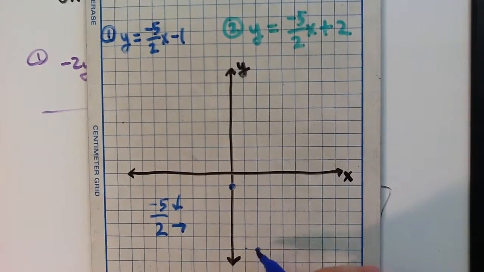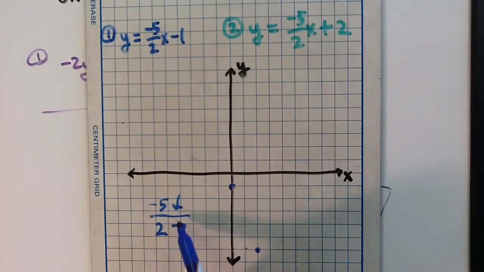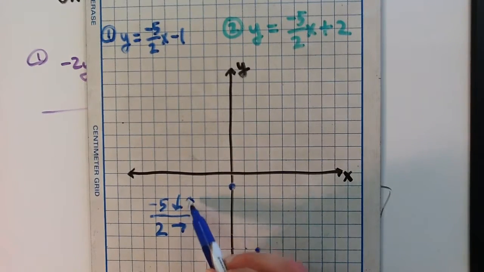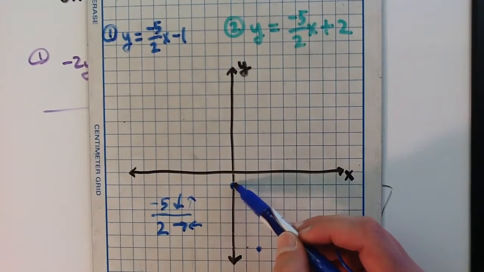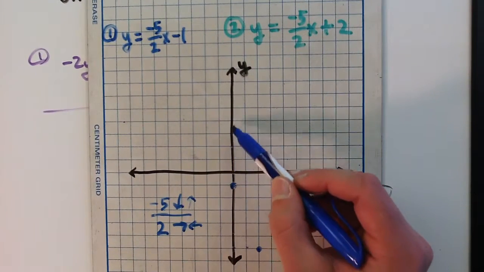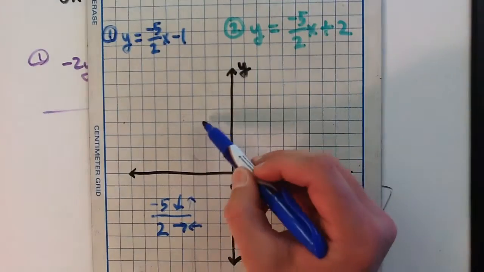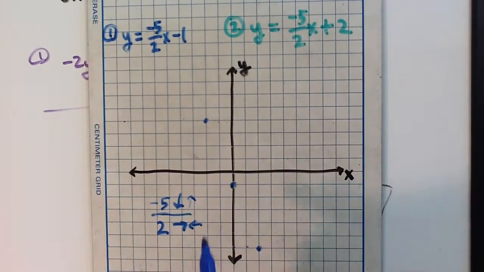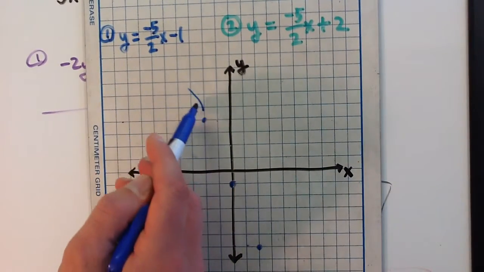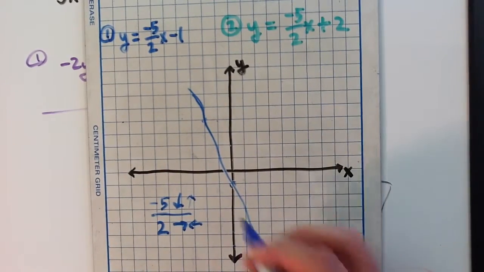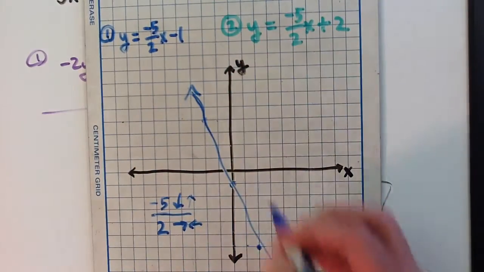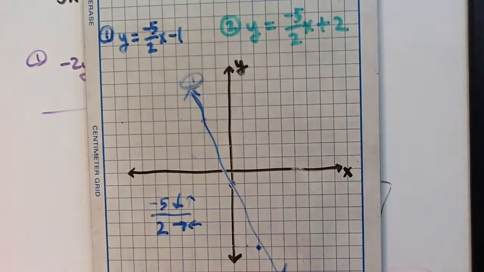I could also go in the opposite direction. Instead of going down 5, right 2, I can go up 5, left 2 from b. So up 5, 1, 2, 3, 4, 5, left 2, 1, 2. Alright, so if I connect these with a straight line, as best I can. Okay, arrows on the end of your line because this line would continue, and let's call this line number 1.